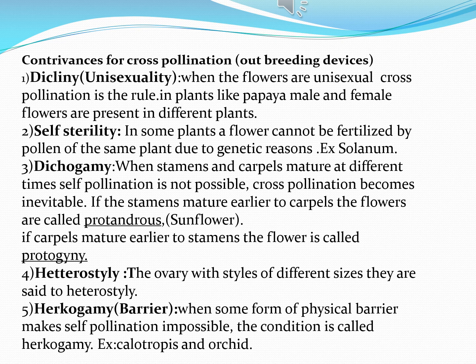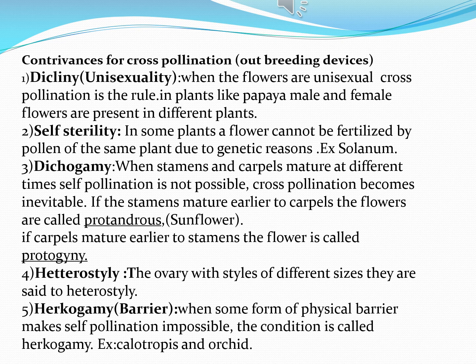Next one, dichogamy. If the flower is bisexual, it has both male and female gametes, but both will mature at different times. The stamens and the carpels will mature at different times. This avoids self-pollination, and the flower, or the plant, must go for cross-pollination.